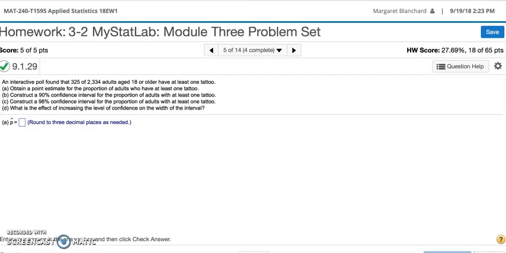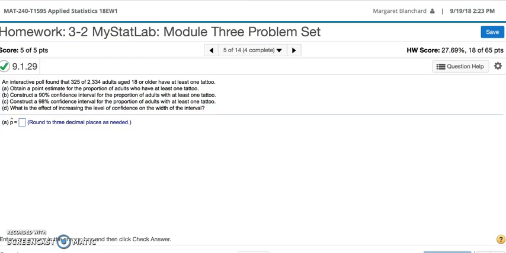Module 3, problem number 5. An interactive poll found that 325 of 2,334 adults aged 18 or older have at least one tattoo. Part A, obtain a point estimate for the proportion of adults who have at least one tattoo.